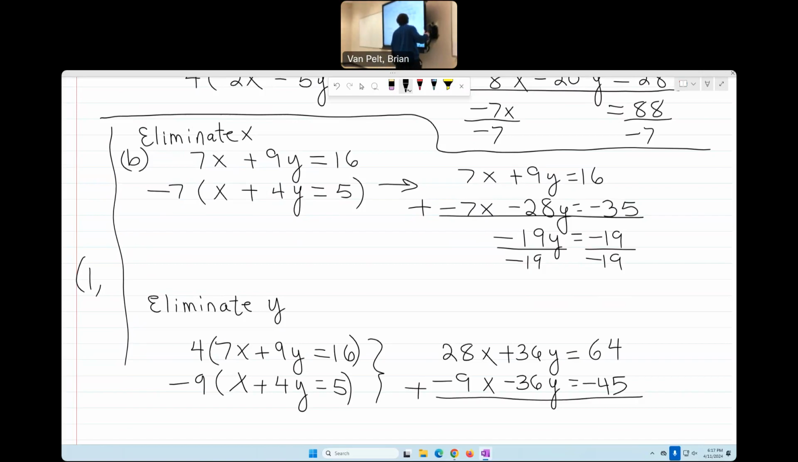Add these together, we get 19x equals 19. So x is 1. I put it in the wrong spot. Well, it worked out for me, didn't it? It's also the same value.